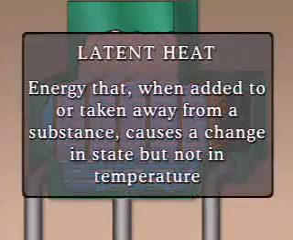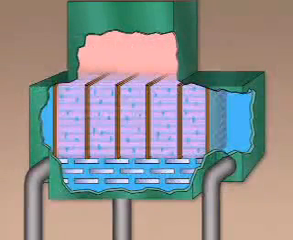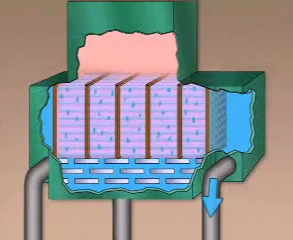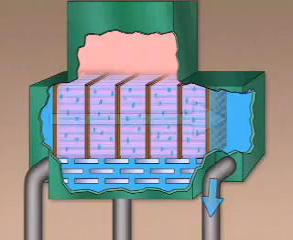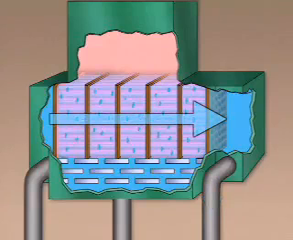Latent heat, as you may know, is energy that when added to or taken away from a substance causes a change in the state of the substance, but not a change in the temperature of the substance. The heated circulating water flows through the outlet water box and out of the condenser through the outlet piping. In this example, the circulating water flows through the condenser only once, which is why it's called a single-pass condenser.